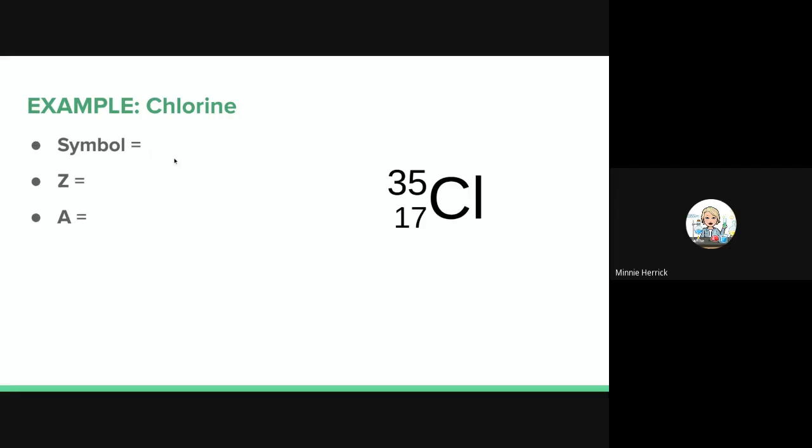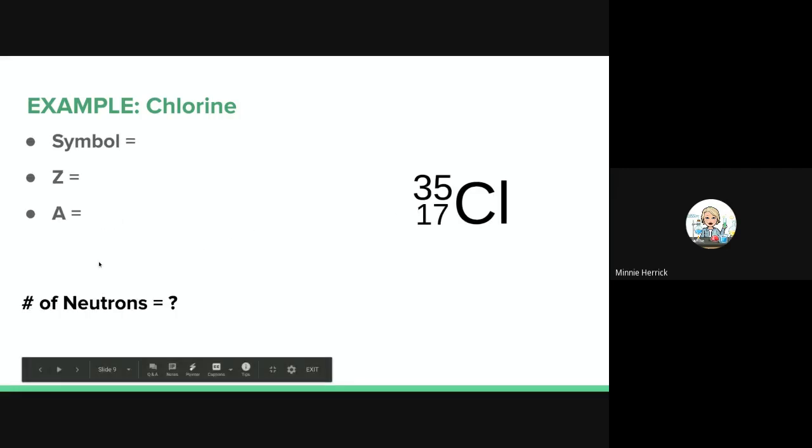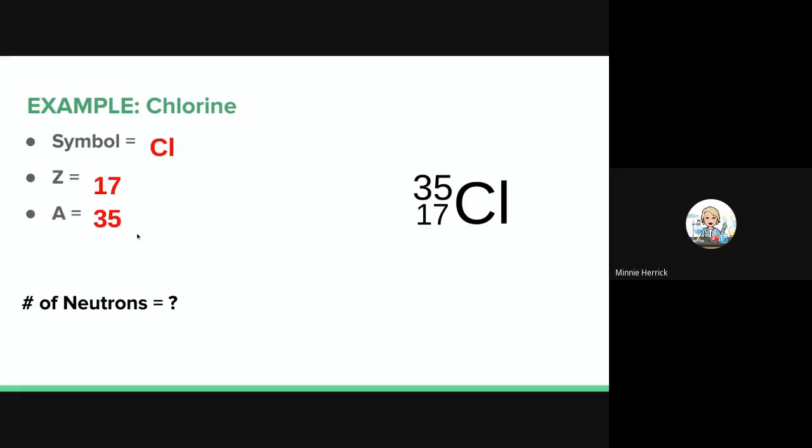So chlorine has a symbol of C and L, big C, little l. Its Z, if you look on the chart, over to the far right on the second row, is 17. And over here is a particular isotope of chlorine with the mass of 35. So its mass is 35, this particular type of isotope of chlorine, okay? So when we go ahead and figure out the number of neutrons, again, the symbol is Cl, Z is 17, the mass is 35.